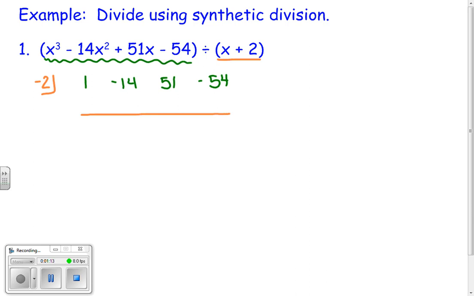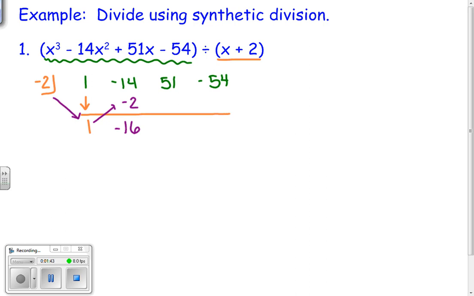The process of synthetic division is always the same. Start by bringing down the very first term, regardless of what it is. Then you start a process of multiplying and adding, multiplying and adding. First, multiply. I'll show you arrows in the first one. I'm going to multiply these two. Negative 2 times 1 is negative 2, and I put it there. Then I combine. 14 plus negative 2 is 12.